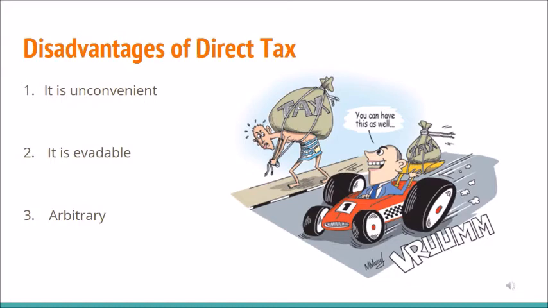Third, it is arbitrary. If taxes are progressive, the rate of progression has to be fixed arbitrarily. If proportional, they fall heavily on the poor.